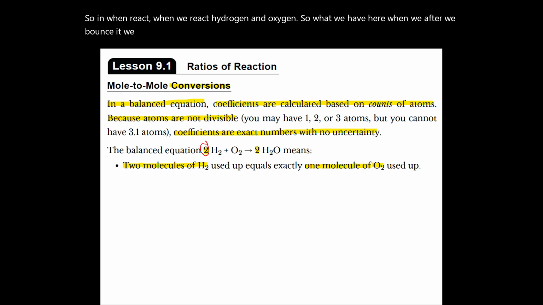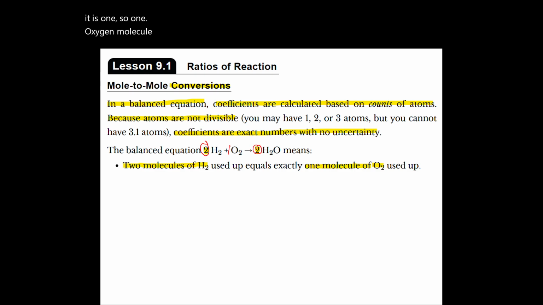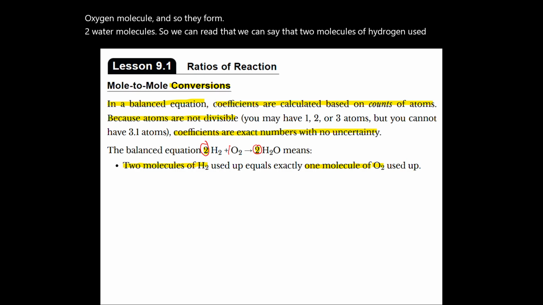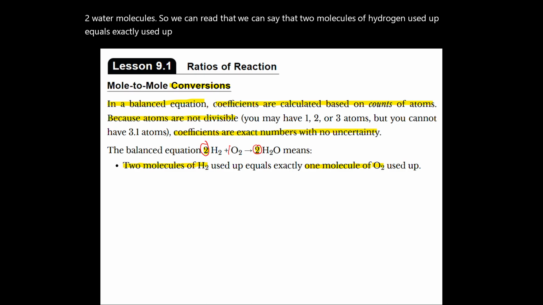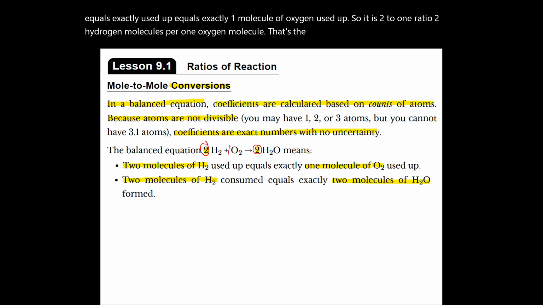2 hydrogen molecules react with 1 oxygen molecule. When we don't see any number, it is 1. They form 2 water molecules. So we can read that: 2 molecules of hydrogen used up equals exactly 1 molecule of oxygen used up. So it is a 2 to 1 ratio, 2 hydrogen molecules per 1 oxygen molecule. That's the smallest ratio.